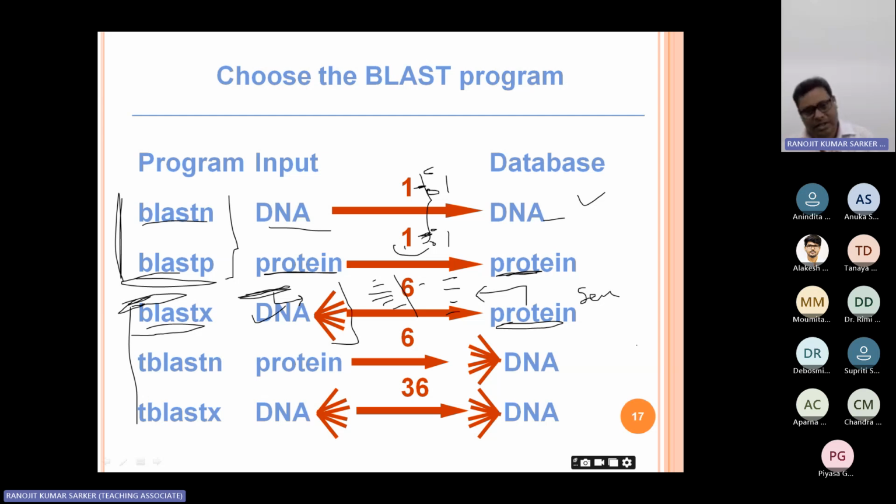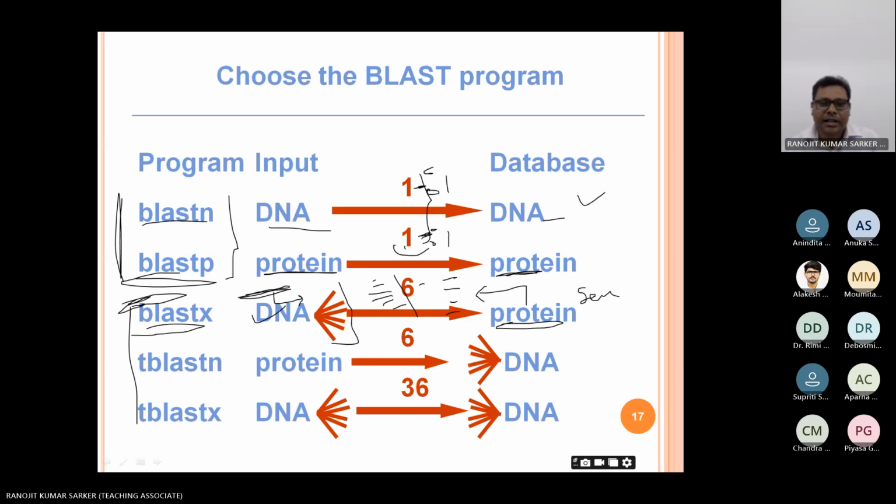You will get information, definitely, but in this information there will be some errors or false positives. So manually, you have to go through that part and read it out carefully. Now, if we talk about TBLASTN, it's just the opposite.